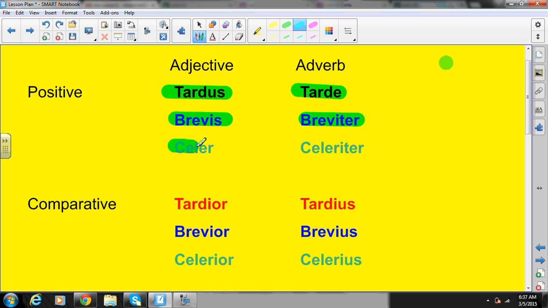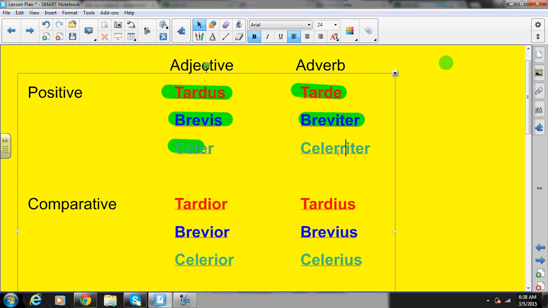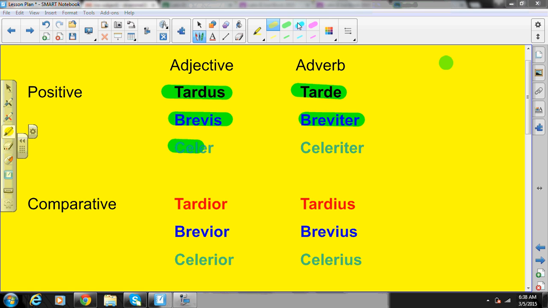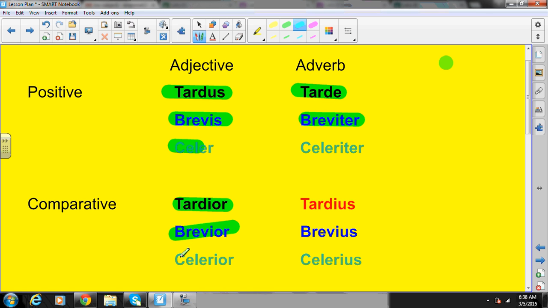Same thing for celer, that's actually misspelled. It should have double R there. No, it does not. Sorry, I got ahead of myself. And then the positive changes to the ITER for celer as well. Becomes celeriter. Comparatives, we've had tardus. We're going to change it to IOR. The same as for the third declensions. The IUS for the adverb in the comparison form. That is the same for all three of our declensions. Both of our declensions for adjectives.